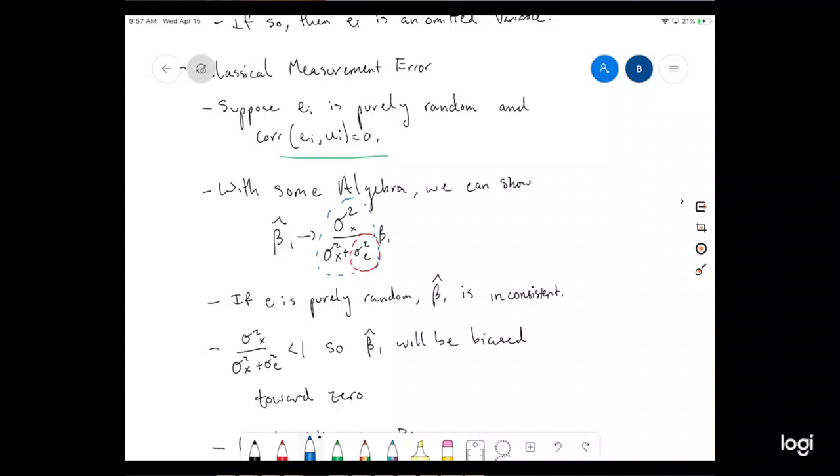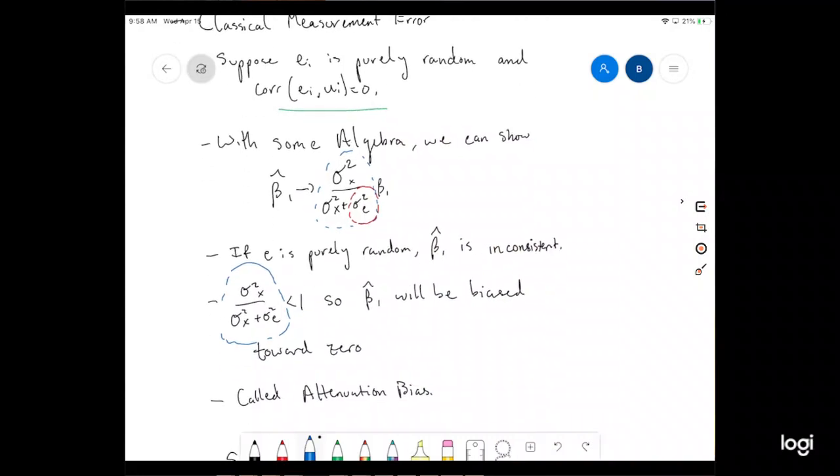It converges to beta 1 times something. That something is this term here, sigma squared x over sigma squared x plus sigma squared e. So this thing has to be less than 1 because all variances are positive because they're squared. So this is sigma squared x over sigma squared x plus something, so this has to be less than 1. So beta 1 hat will be biased downwards, or towards 0. This is called attenuation bias.